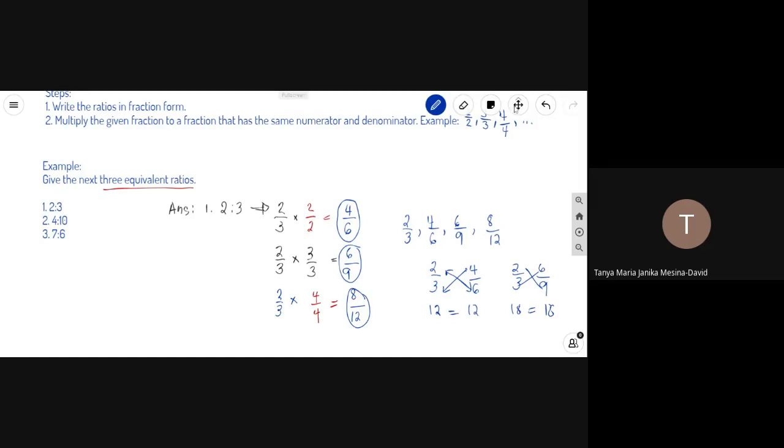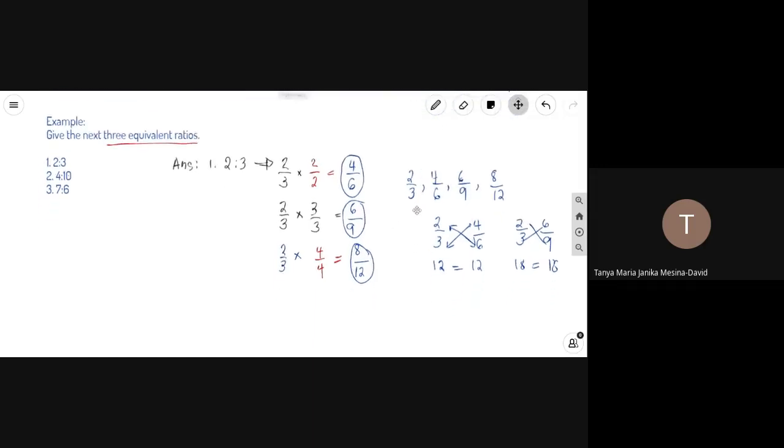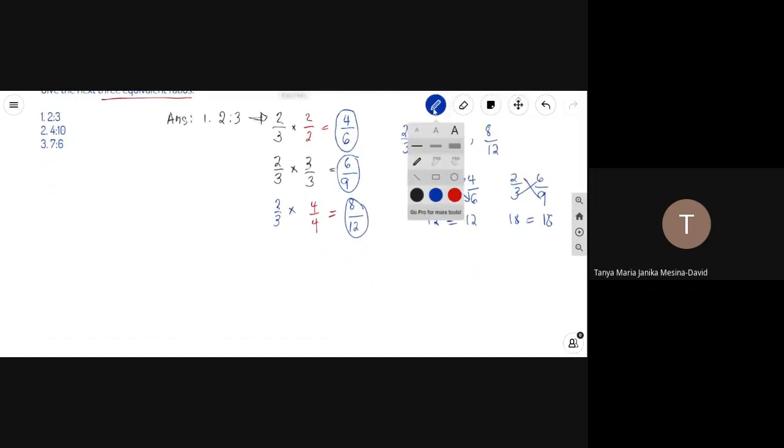So let's have another practice by answering the next number, number 2. So we have here 4 is to 10. That means we have to put it in fraction form, which is 4 over 10. And then we multiply it by a fraction that has the same numerator and denominator. So we'll try first 2 over 2. And then we will get the result. 4 times 2 is 8, 10 times 2 is 20.